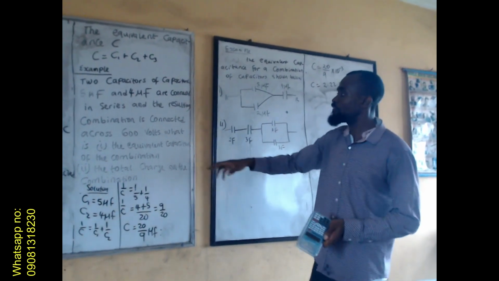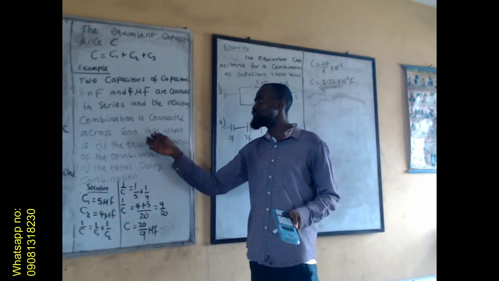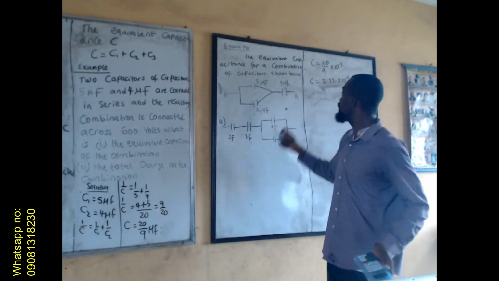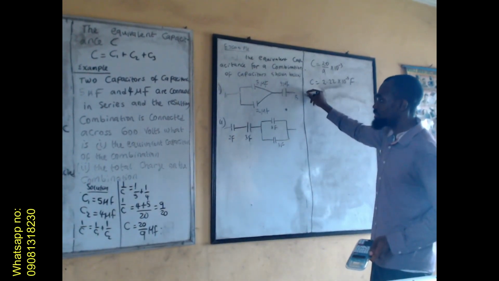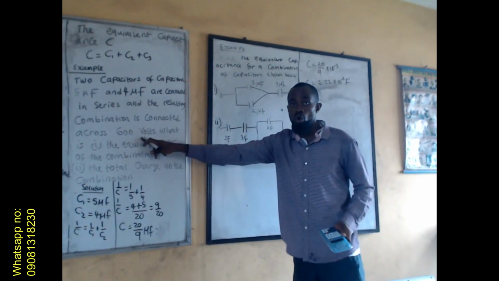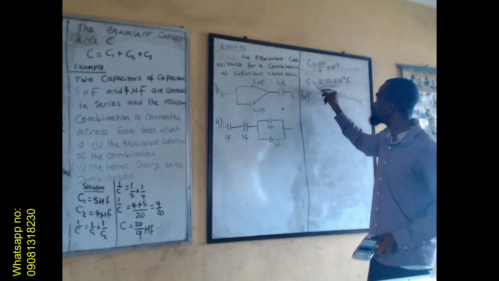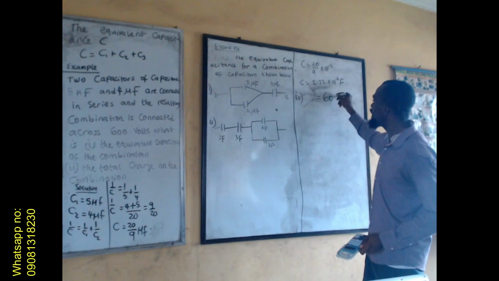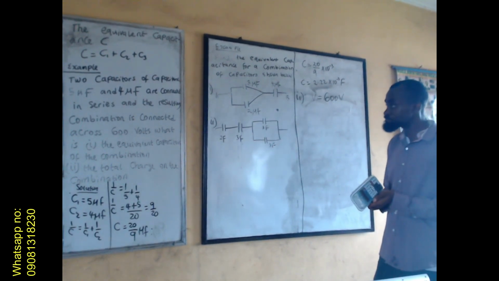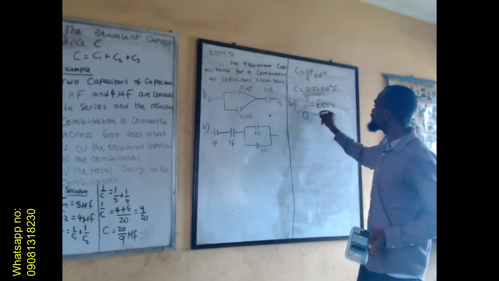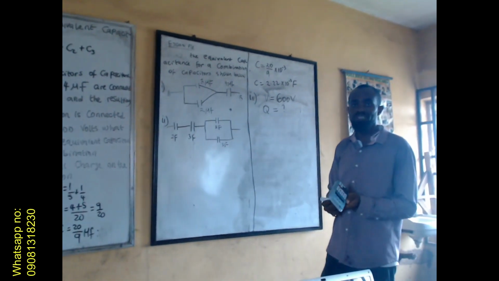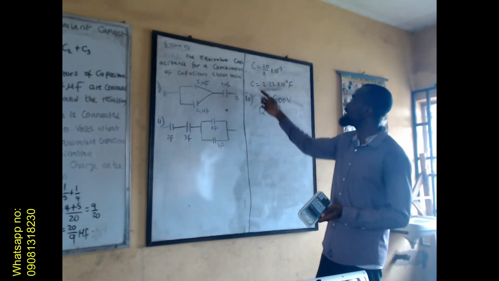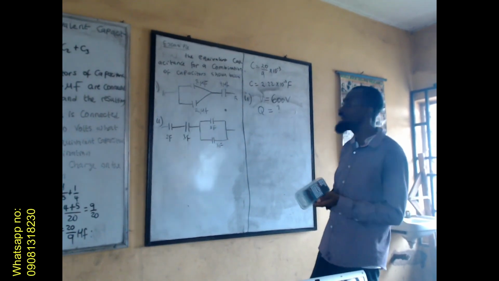The other part of the question asks for the total charge on the combination. If you look at the question very well, they gave the potential difference across the connection. That is to say, 600 volts is for what? V. V is 600 volts. And what are you looking for? Charge. Charge is the parameter you are looking for. You have already calculated the equivalent capacitance.